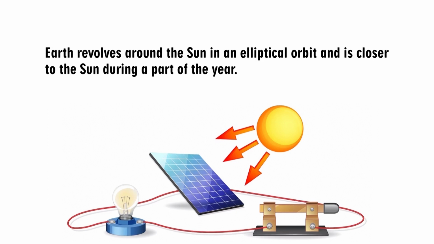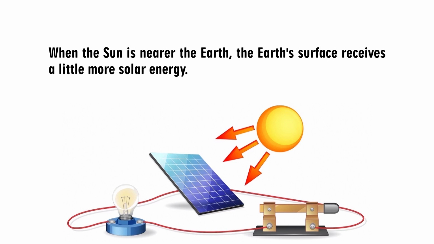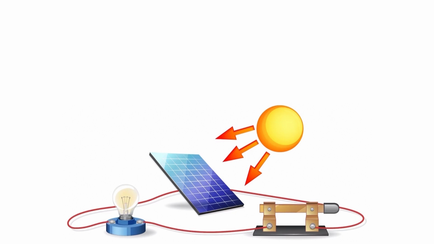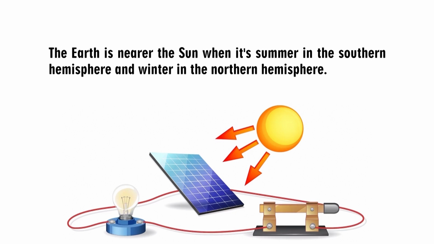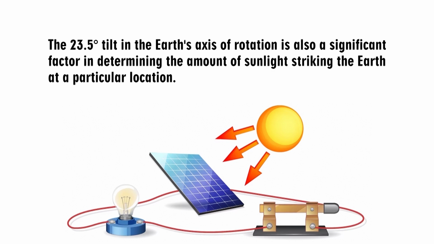Earth revolves around the sun in an elliptical orbit, and it's closer to the sun during a part of the year. When the earth is nearer to the sun, its surface receives a little more solar energy. The earth is nearer to the sun when it's summer in the southern hemisphere and winter in the northern hemisphere. The 23.5 degree tilt of the earth's axis of rotation is also a significant factor in determining the amount of sunlight striking the earth at a particular location.